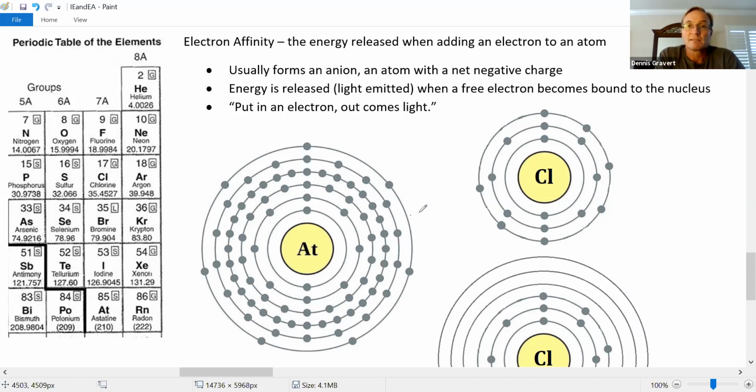So that means throw an electron at one atom, throw an electron at the other. Which one likes to make the anion the best? Well, in both cases, energy is going to come out. So we're going to put in an electron, and out will come light or energy. So the one that makes the anion the best is the one that can release the greatest amount of energy. So now we're looking at the highest electron affinity.